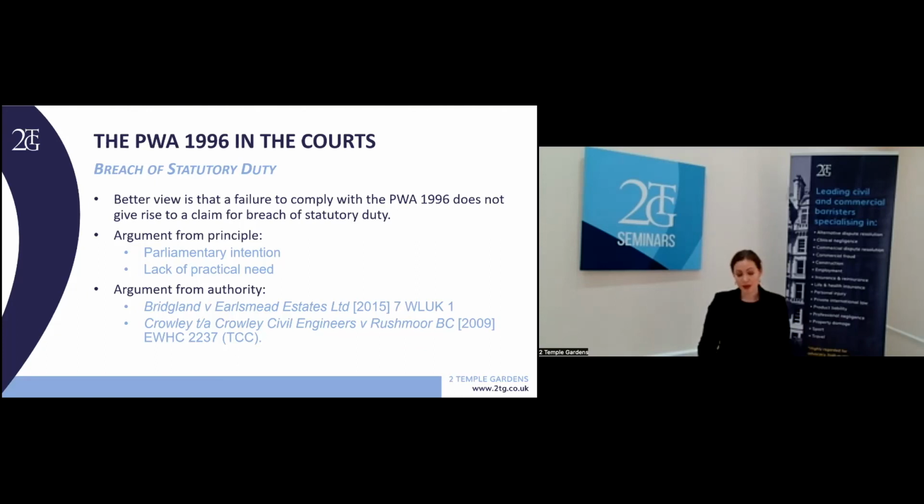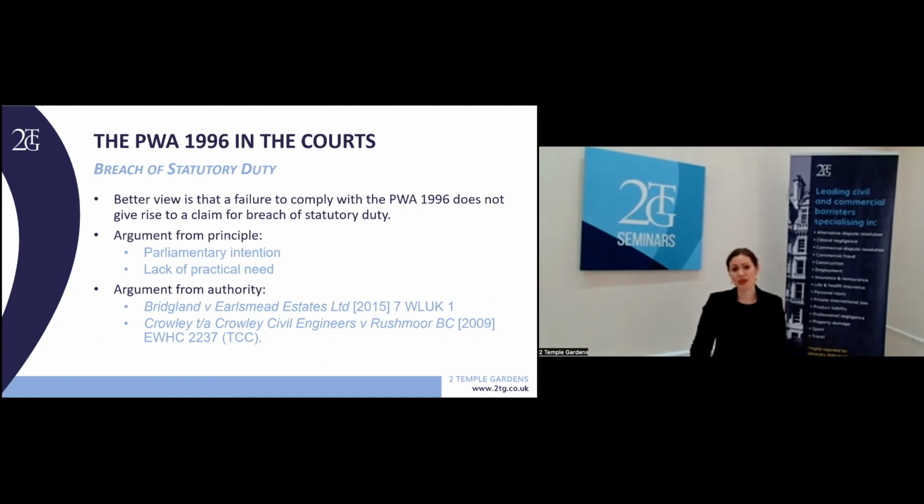Now, as a matter of precedence, as a High Court judgment, Crowley does give authority for the claim that a breach of statutory duty is available in certain circumstances. Crowley hasn't been overturned, so if you want to make that argument, that's probably your best bet. But if that isn't convenient for you, here are a couple of points which might help you get around it. The first is that Crowley was only concerned with a claim under Section 3 of the Party Walls Act. So strictly, it isn't binding when considering the other sections.